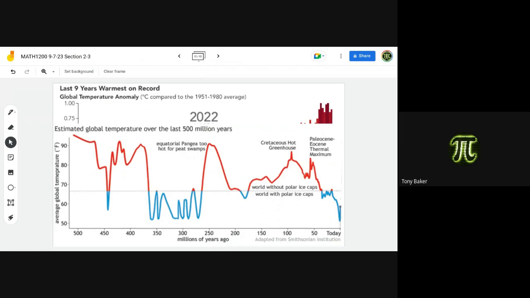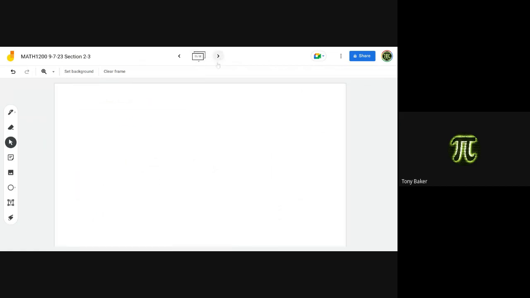Anybody remember USA Today? I'm old. So the USA Today newspaper used to have on the front page of every one of their sections a little graph that showed data, that showed information. This is one of them.